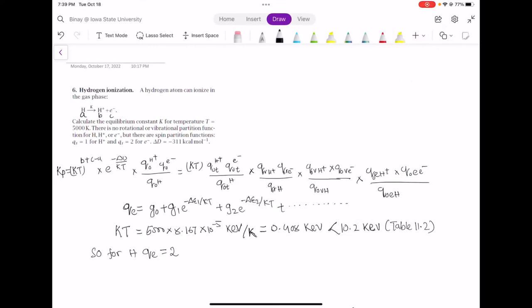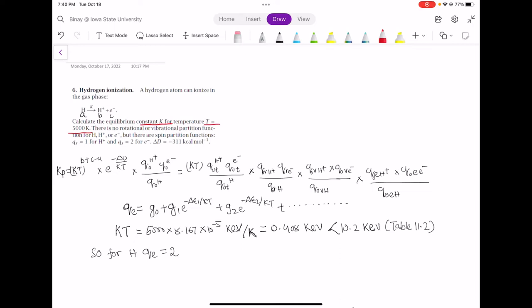Hello everyone. Today I am going to solve problem 4 of homework series 6, which is question 6 from the book. Before solving, let's go through the question and see what it demands. The question says a hydrogen atom can ionize in the gas phase, given by the reaction H goes to H plus plus an electron, with equilibrium constant K, and we need to calculate the equilibrium constant K at a temperature T of 5000 Kelvin, and some extra information is given that we will need later.